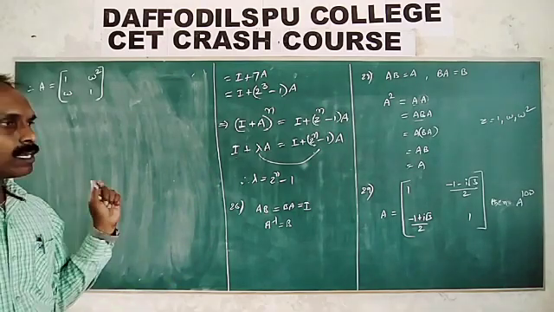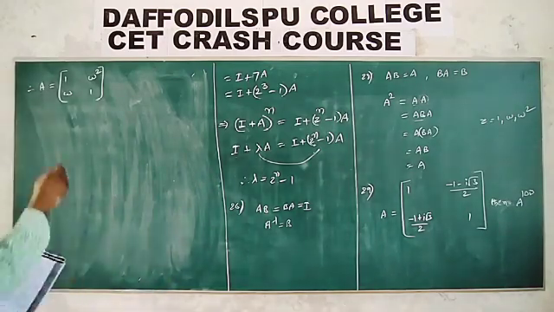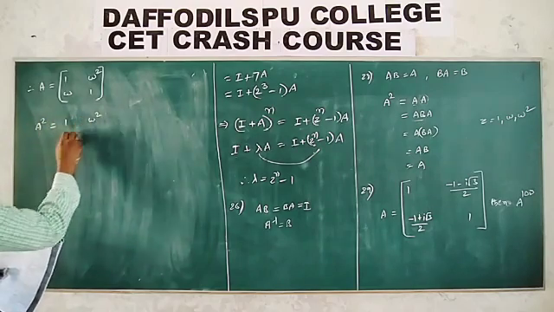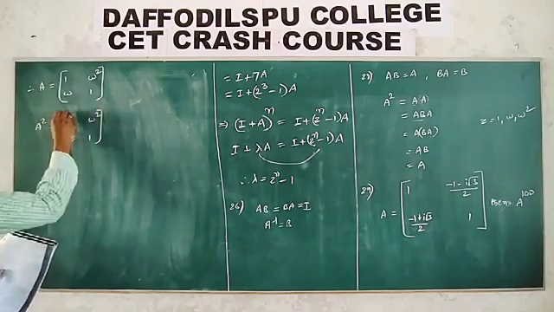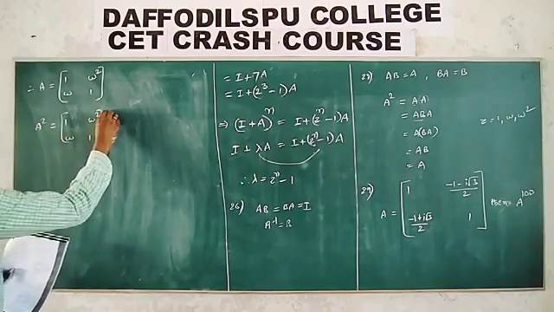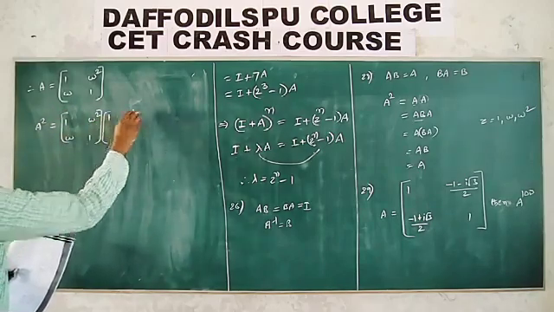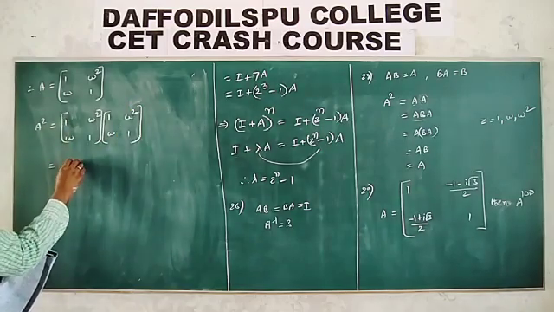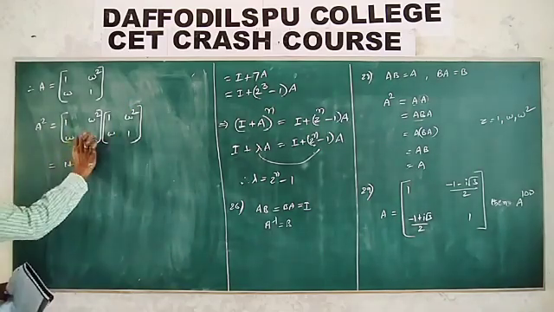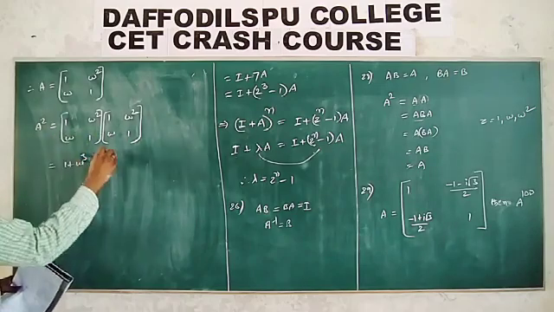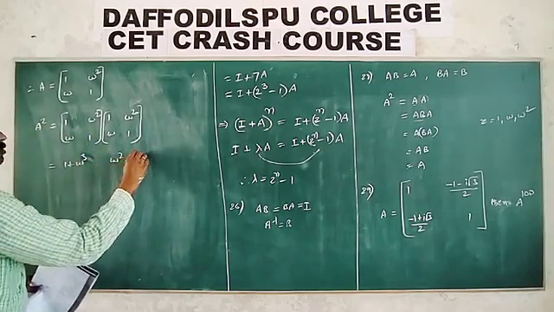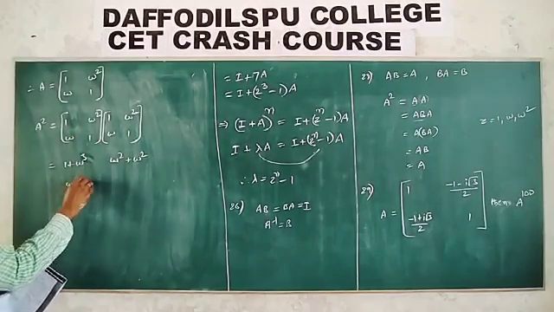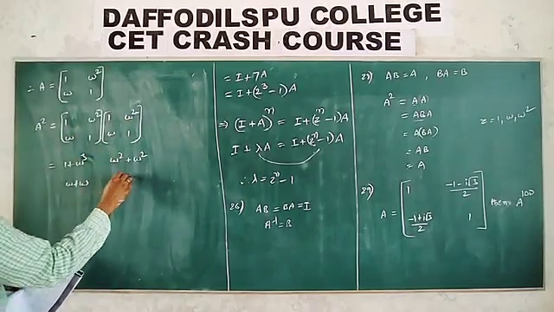Now they ask A power 100. So first of all, we find out A square value. What is A square value? A is [1, omega square; omega, 1]. A square means A into A: [1, omega square; omega, 1] multiply [1, omega square; omega, 1]. That gives 1 plus omega cube, omega square plus omega square; next omega plus omega, next omega cube plus 1.